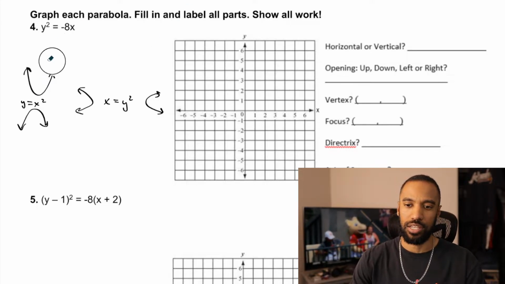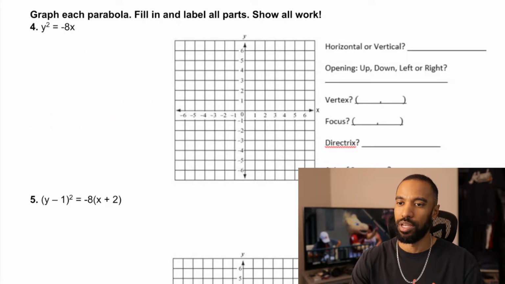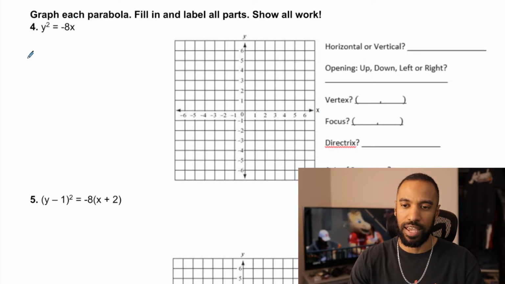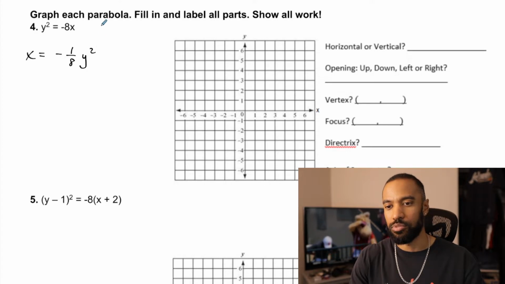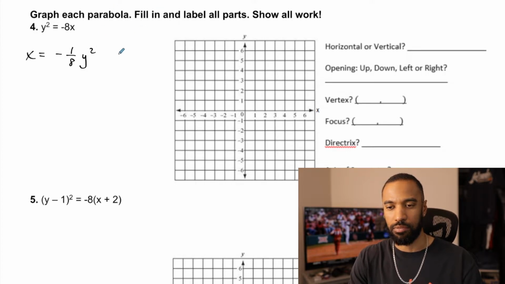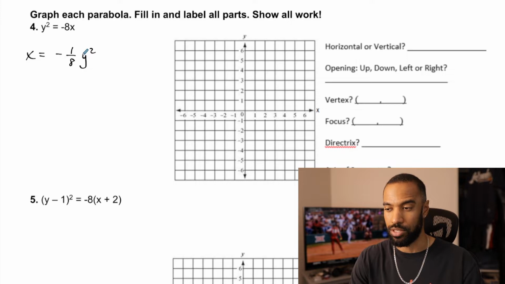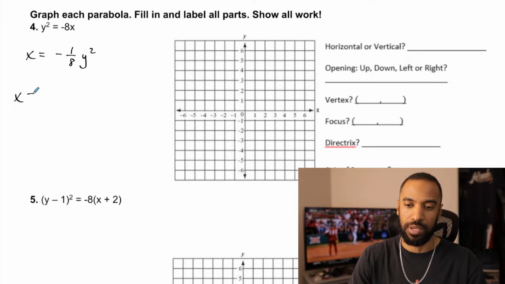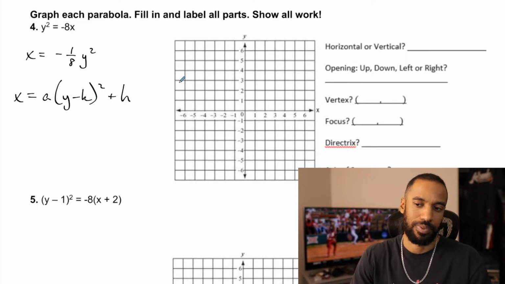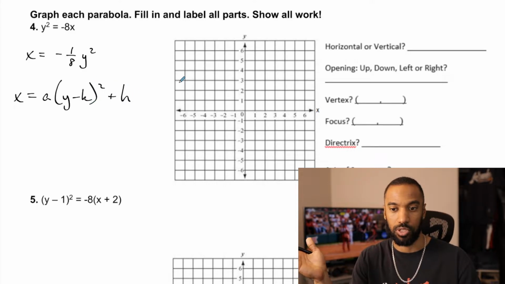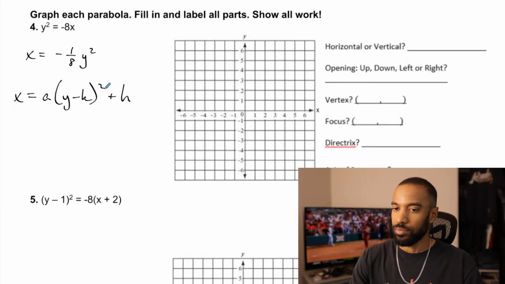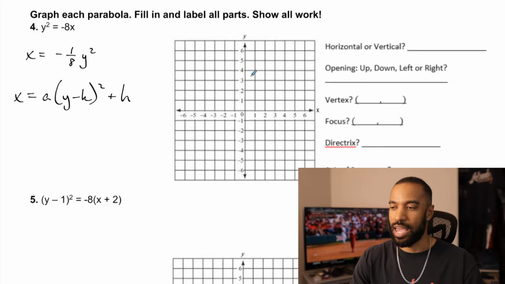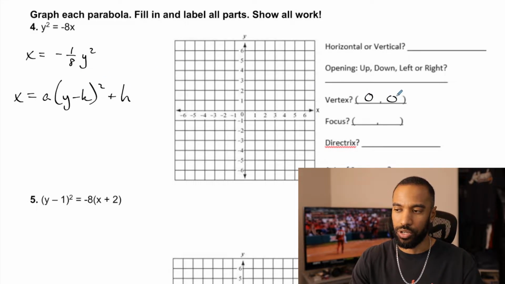So in this particular case, I want to get x by itself. By dividing both sides by negative 8, I'll get x equals negative 1/8 y squared. Now, when it comes to graphing, what I like to do is think about the vertex form version of this, which would be x equals a times y minus k quantity squared plus h. I can't dive way deep into why this is, I'm just going to say that's what it is. You don't see an h or k involved here. That means your vertex is 0, 0.